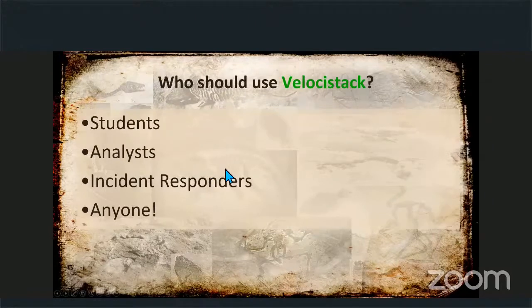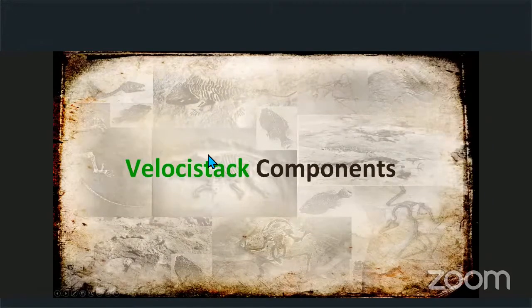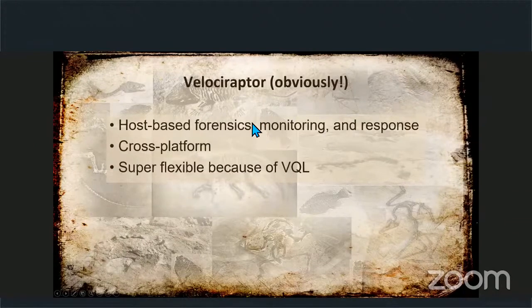So let's talk about a couple of the components of Velocistack. The first component, this might be a surprise to everybody, is Velociraptor. Obviously with Velociraptor, we have the host-based forensics, monitoring, response, all of the detection capability, all of the cross-platform goodness, and super flexibility because of VQL. We can pretty much do anything we want with Velociraptor. So it's a really unique and heavily relied on piece of software in this particular stack.